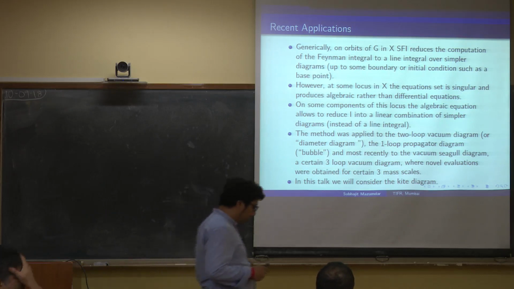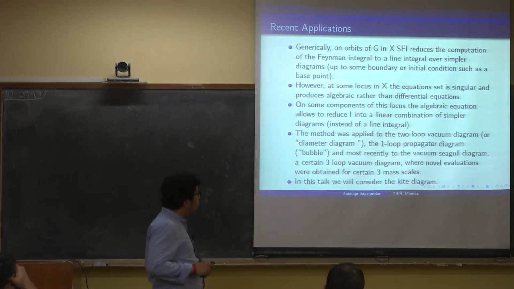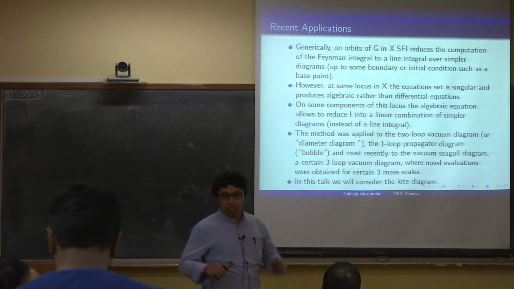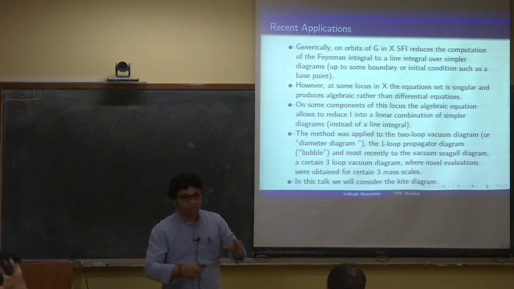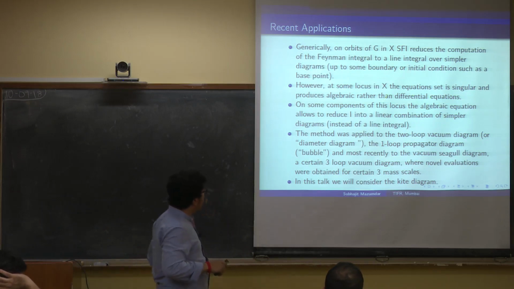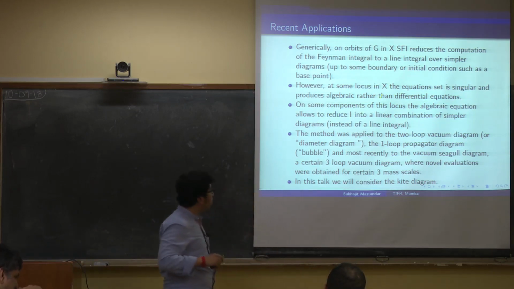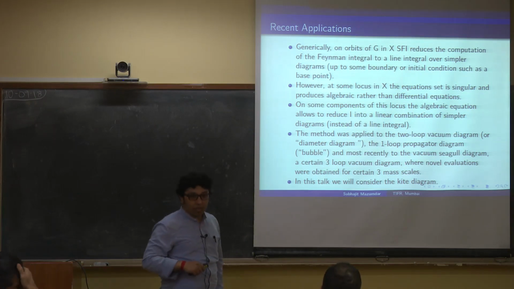So as I was telling you, this SFI reduces the computation of a Feynman integral to a line integral over simpler diagrams, up to some boundary condition or initial conditions. At some particular locus in this parameter space, suppose this set of parameters has a relation between them. In that locus, rather than a partial differential equation set, it produces an algebraic equation, and then the solution to the integral will be immediate. It won't be a line integral even.